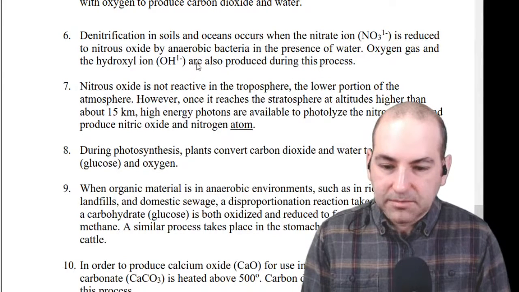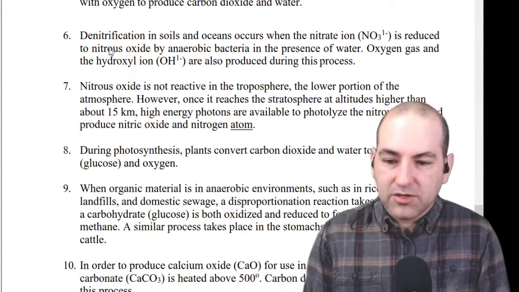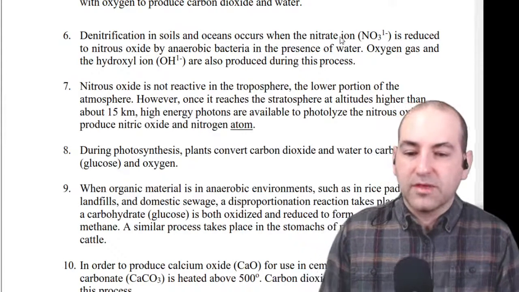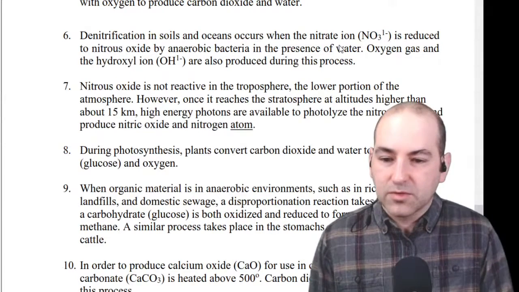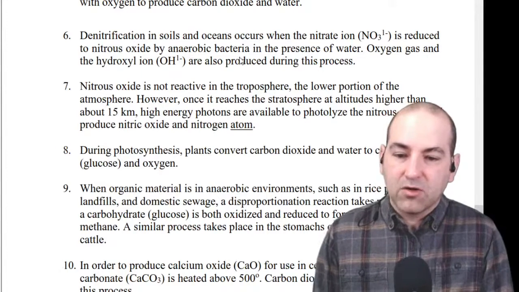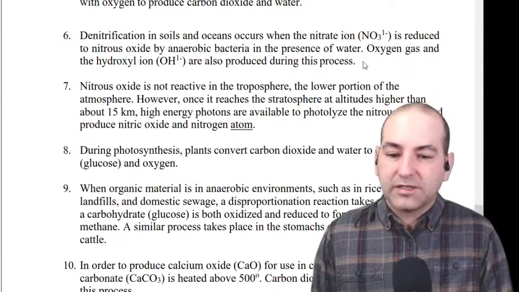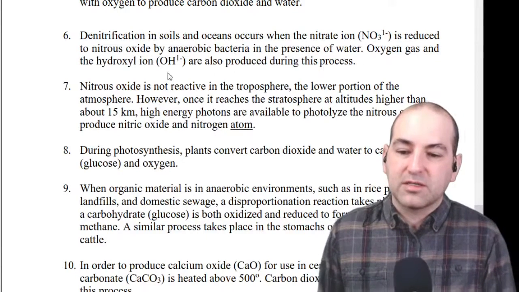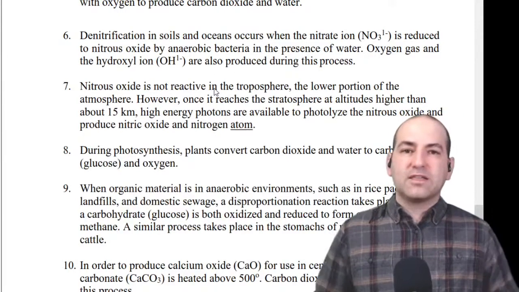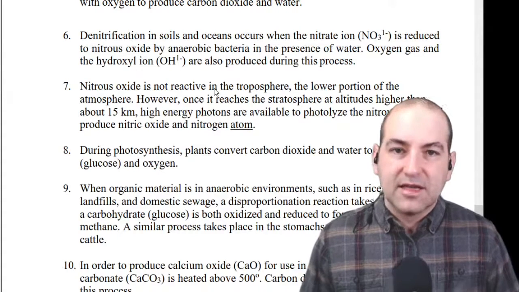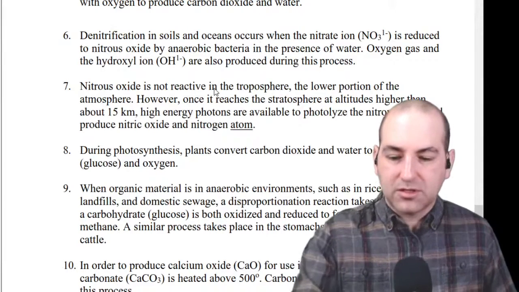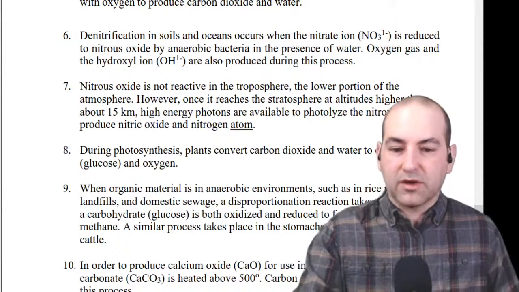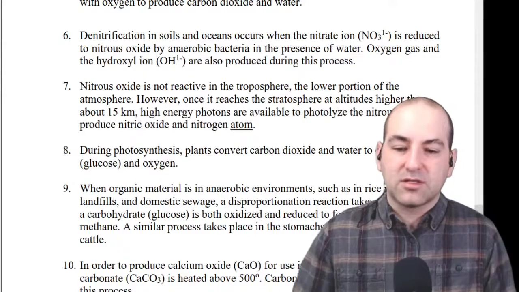So for example, number 6, denitrification in soils and oceans occurs when the nitrate ion, NO3-, is reduced to nitrous oxide by anaerobic bacteria in the presence of water. Oxygen gas and the hydroxyl ion are also produced during this process. So in that case, there's two different sentences that are both helping to express what's going on. And so we have to really look at both of those things to figure it all out.